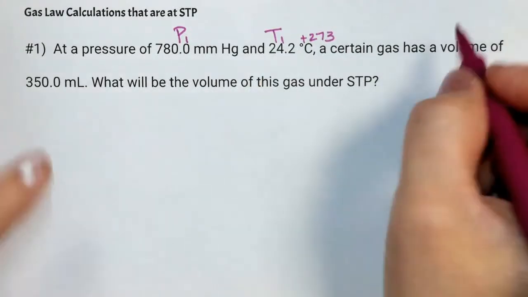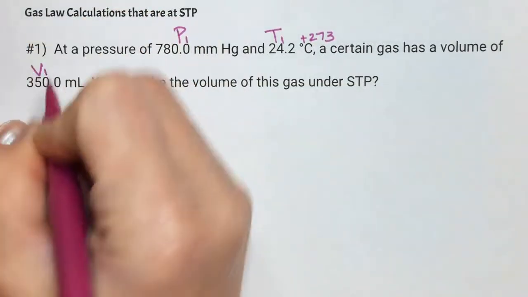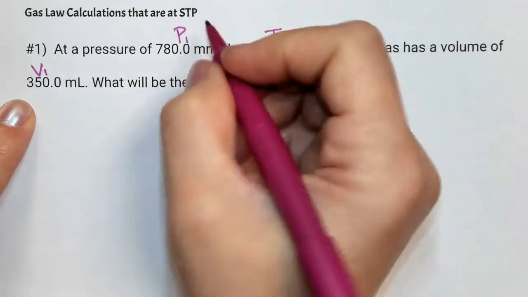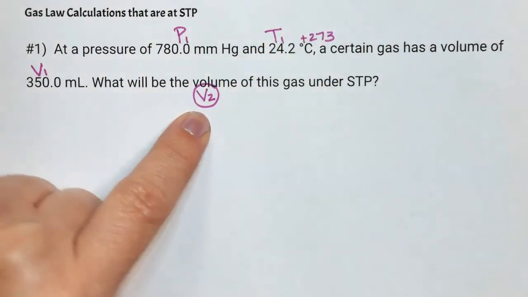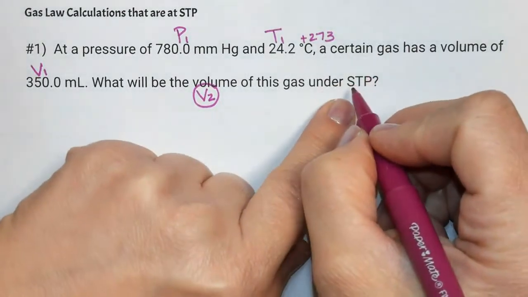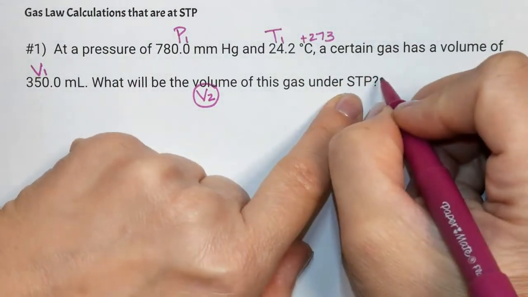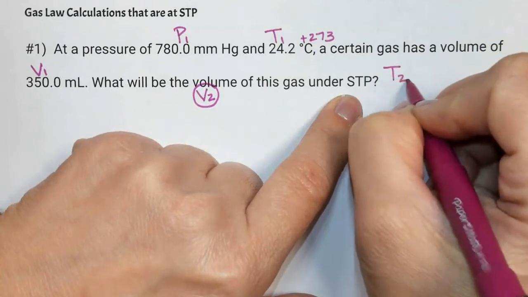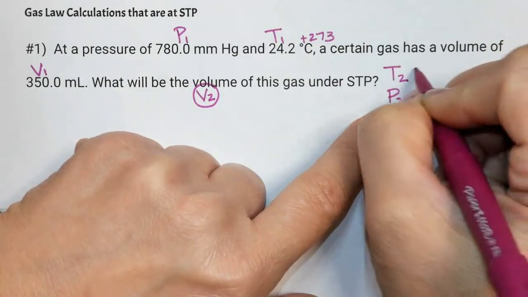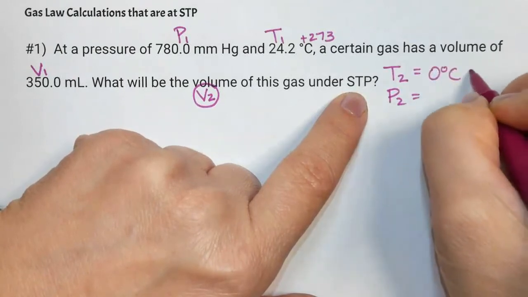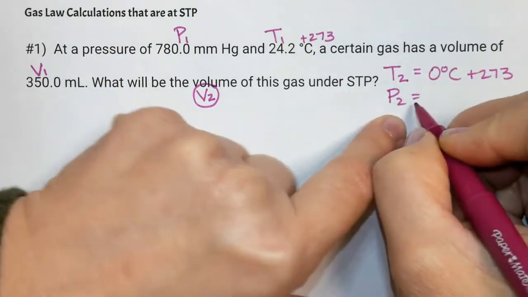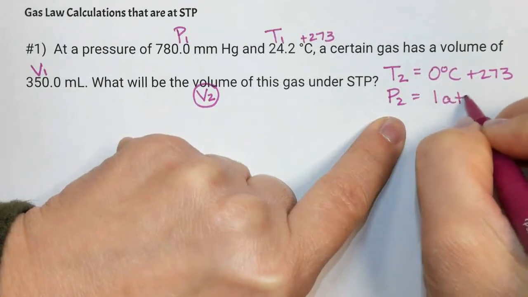And then it has a volume of, so this is V1, 350.0 milliliters. What will be the new volume? So V2 is what I'm solving for if the conditions are STP. And what that tells me is my T2 and my P2 are standard temperature, which is 0 degrees Celsius, add 273, and pressure is 1 atmosphere.